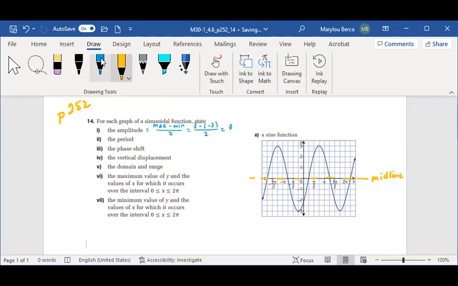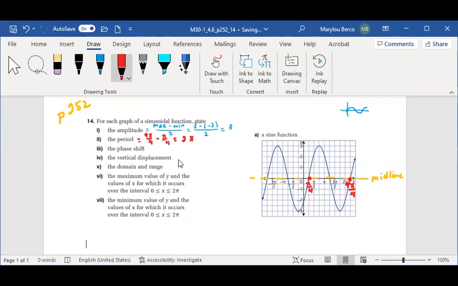Now, if you see the graph, recall that the sine function starts at 0, 0, right here. So we're looking at the midline where the sine function starts and drawing up a complete period. So from here to here, which would be pi over 4 and 9 pi over 4, the period is 9 pi over 4 minus pi over 4, which is 8 pi over 4, or 2 pi.